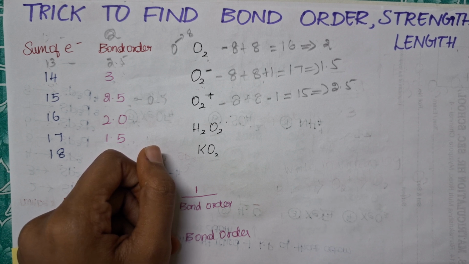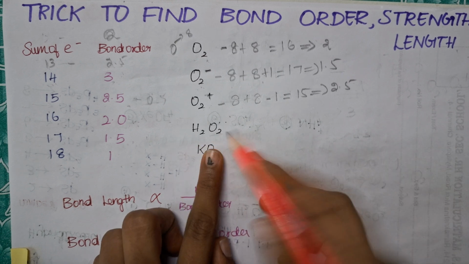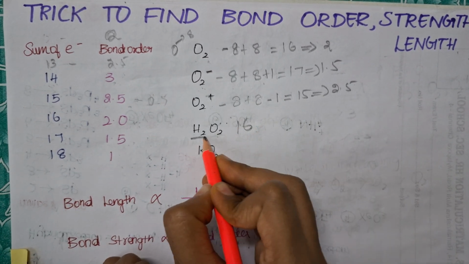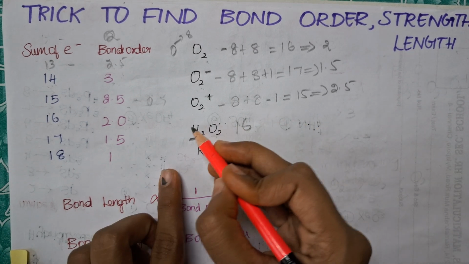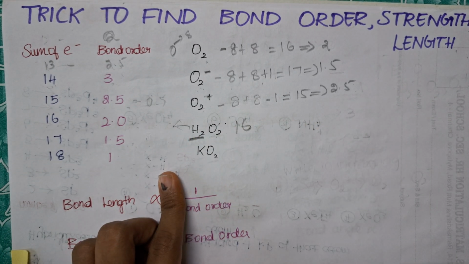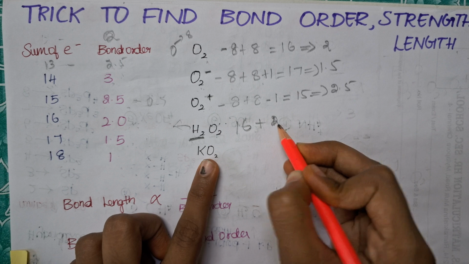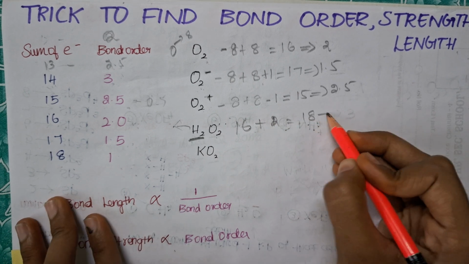Now let's calculate for H2O2. For O2 you know 16, 8 plus 8. Then how many H are there? 2 H. The atomic number of H is 1, right? So there are 2 H, I am adding 2. Here we are getting 18, so this is 1.